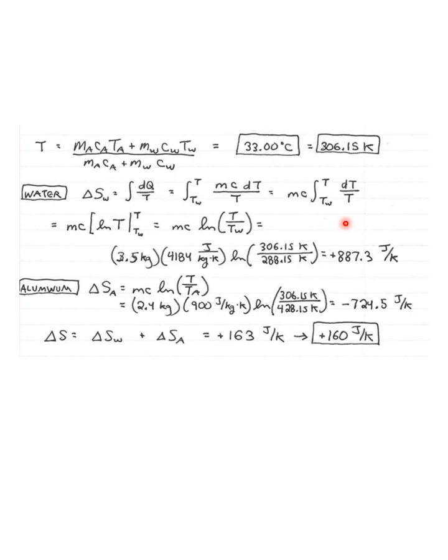For the aluminum, the change in entropy of the aluminum is mc natural logarithm of T over T_A. Plug those in, we get negative 724.5 joules per Kelvin. And so when we add those together, the change in entropy of the water plus the change in entropy of the aluminum, we get plus 163 joules per Kelvin. And I'll just round that to 160 joules per Kelvin.